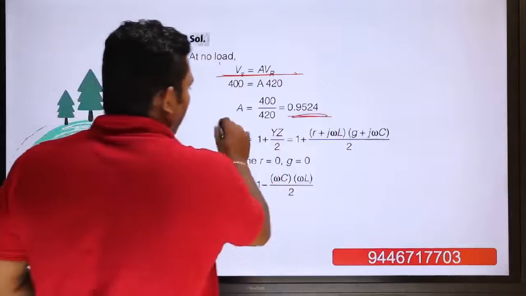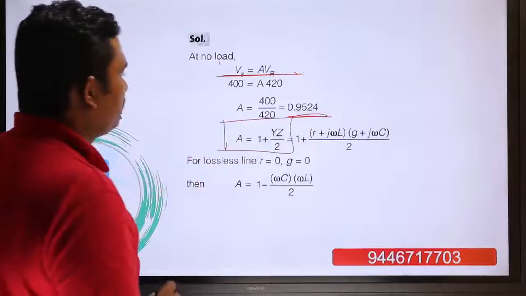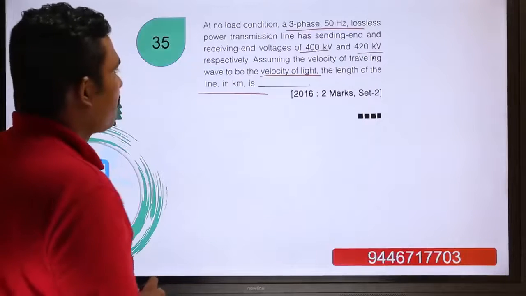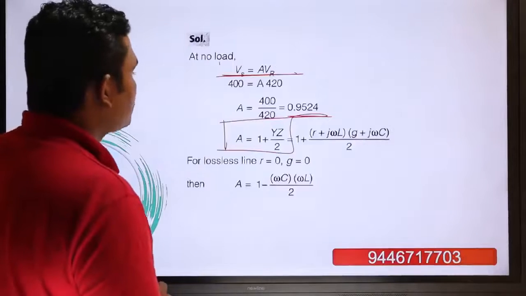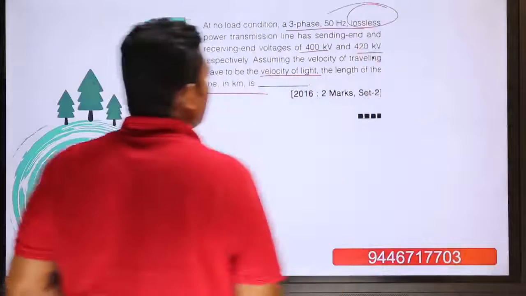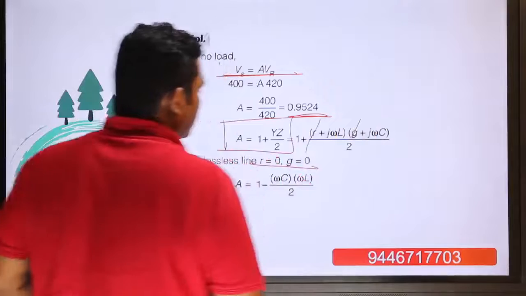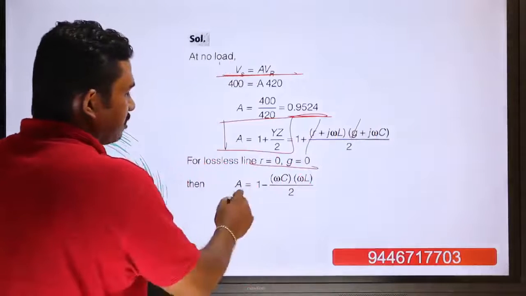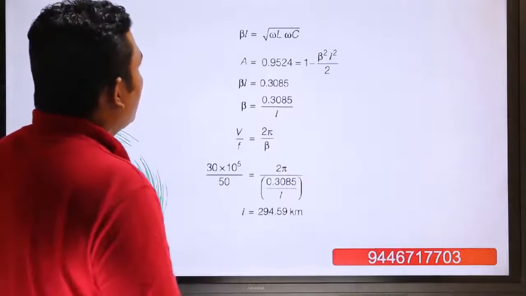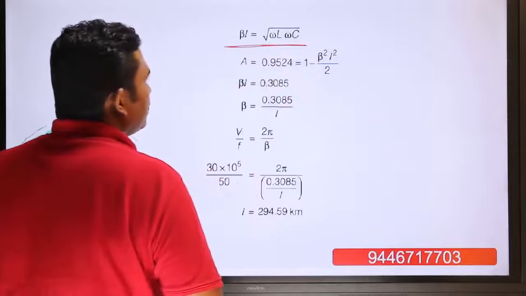And then what is A? A is equal to 1 plus YZ divided by 2. So Y value, Z value we don't know. We will have to find out the length of the line in kilometers. So for a lossless line, it is already given as it is a 50 Hz lossless line. So that means R is equal to 0, G is equal to 0. Then A becomes equal to 1 minus omega C into omega L divided by 2. And then what is beta L? Beta L is equal to root omega L omega C.